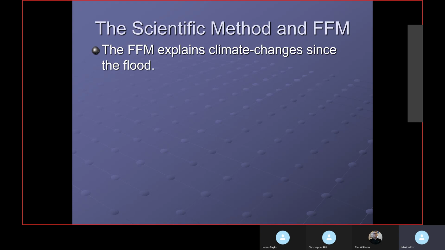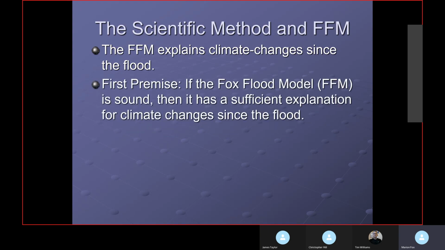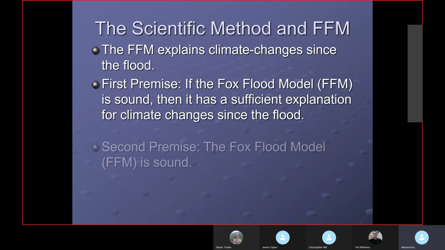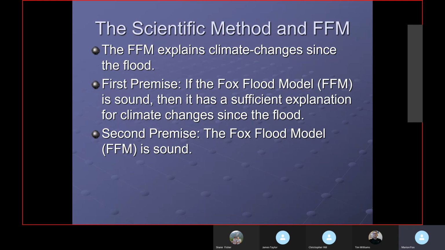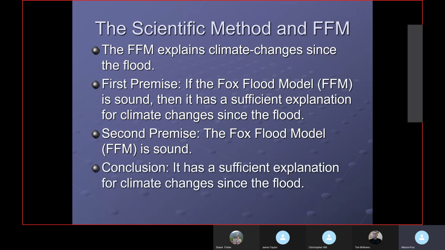So that being the case, we won't go back and show all the reasons why, but we've developed this in the book. The first premise is: if the Fox flood model is sound, then it will have a sufficient explanation for the climate changes since the flood. We've been seeing climate changes since that time. We've laid them out and shown the reasons for them, explaining them. The Fox flood model is sound, that's my claim. I've affirmed the antecedent, which is correct logic. The logic is at least valid, it's properly constructed. And it has a sufficient explanation for climate changes since the flood.